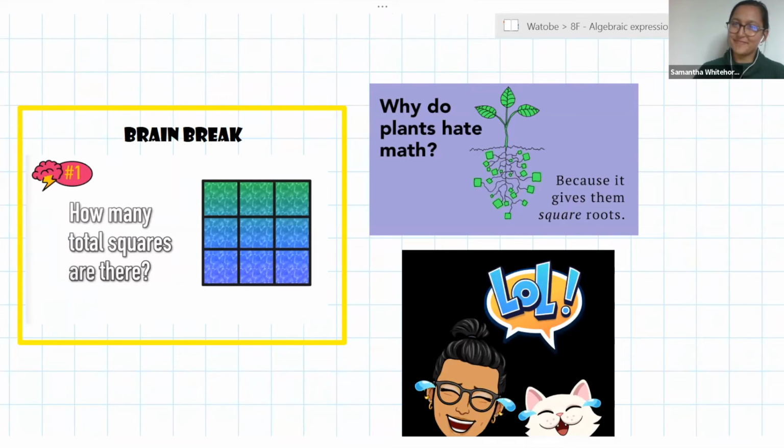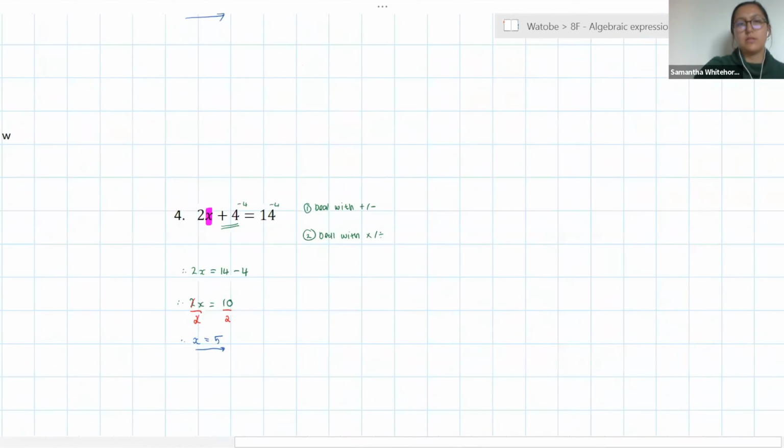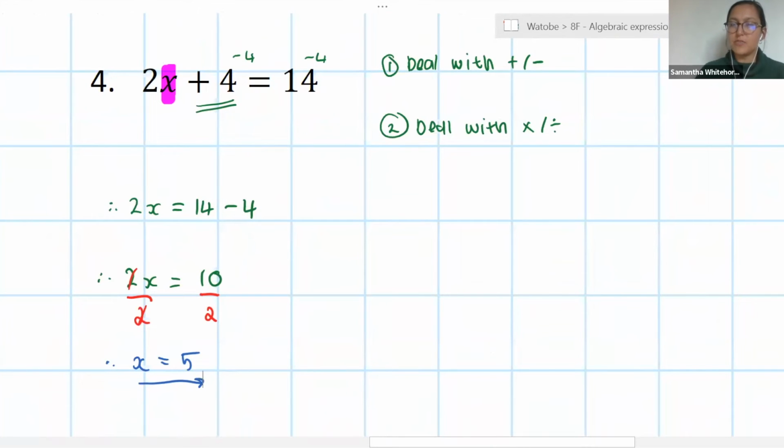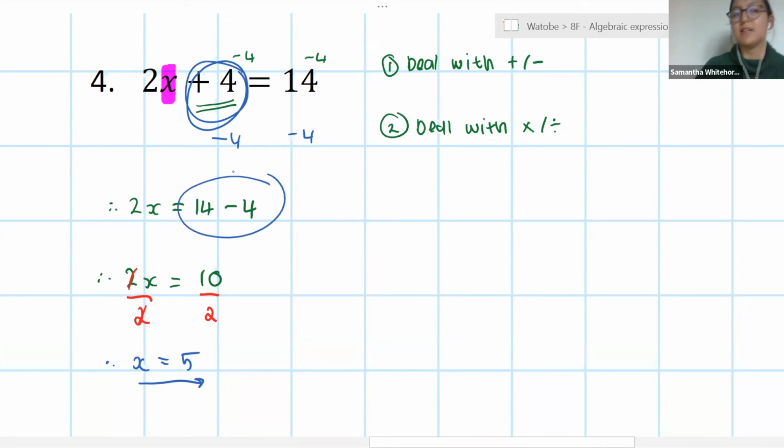Yes, ma'am, I just wanted to ask, where do you get the 10 in the sum? Okay, so the 10 came from subtracting 4 on both sides. So I use my inverse operations to essentially get rid of the plus 4, and so I subtracted 4 on both sides, and 14 minus 4 is 10. Okay, thank you so much.